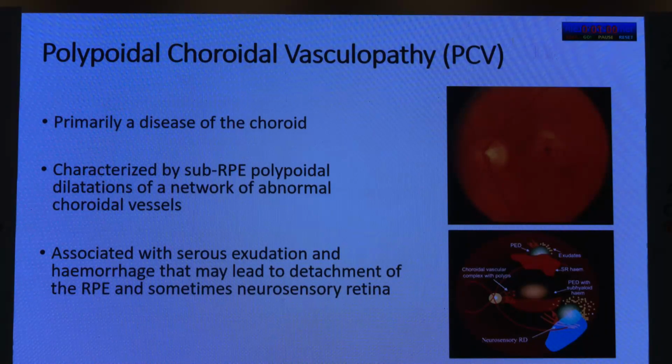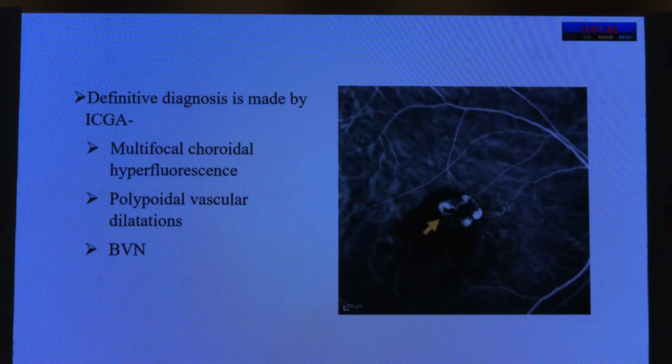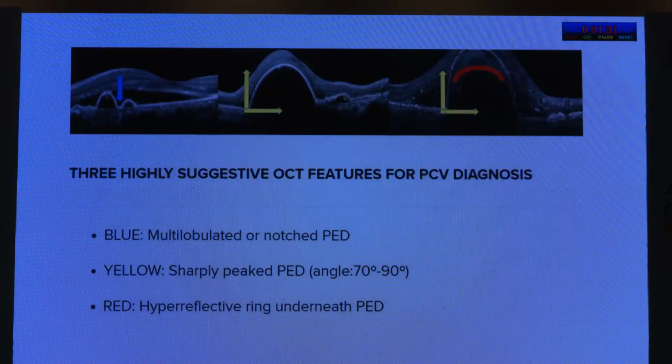Coming on to PCV, it is primarily a disease of the choroid, and it is associated with serous exudation and hemorrhage that may lead to detachment of RPE and sometimes neurosensory retina. So it can be of exudative type, hemorrhagic type, or mixed type. The definitive diagnosis is by ICG. You see multifocal choroidal hyperfluorescence, polypoidal vascular dilation, and the presence of a branching vascular network.